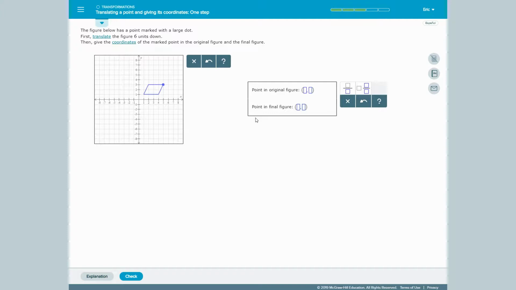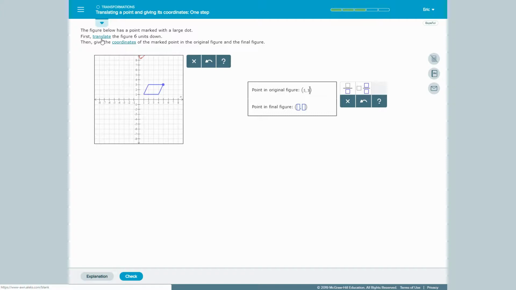Translating a point and giving its coordinates, one step. We're now going to be translating, and if you remember from a couple topics ago, translation simply means you're moving. You got this giant finger here, which allows you to move your shape to where you need it to go. In this case, the figure below has a point marked with a large dot. What is that point? Well, that's just 5, 3, which will go here in my point of the original figure.